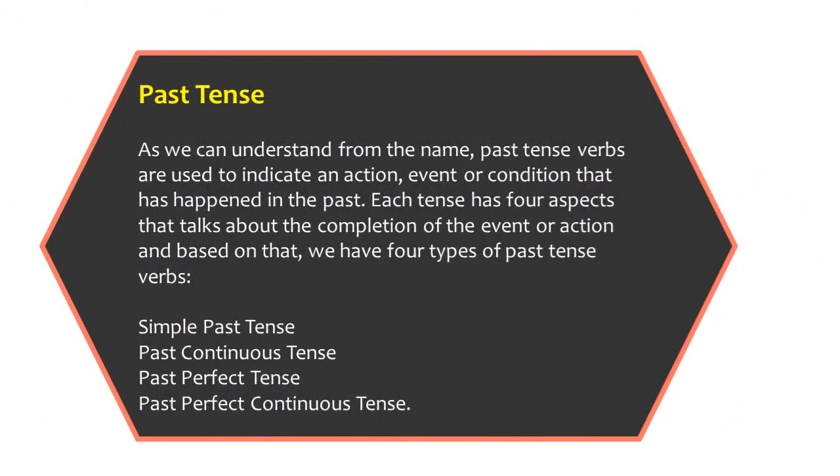Past tense. As we can understand from the name, past tense verbs are used to indicate an action, event, or condition that has happened in the past. Each tense has four aspects that talk about the completion of the event or action, and based on that we have four types of past tense: simple past tense, past continuous tense, past perfect tense, past perfect continuous tense.